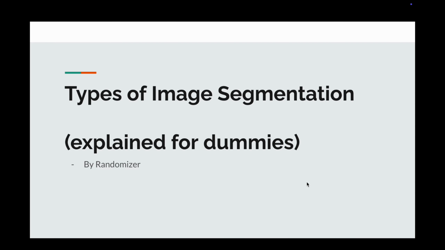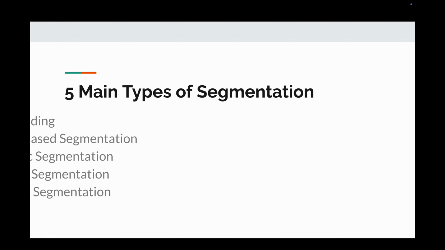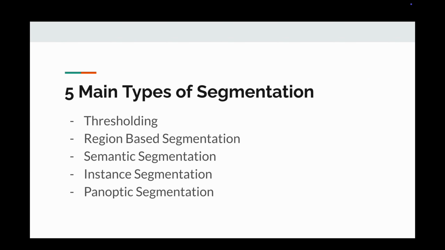Let's look at the types of image segmentation explained for dummies by a dummy. So there's 5 main types of segmentation: thresholding, region-based, semantic, instance, and the final boss, panoptic. So let's go from the easiest to the most complex.